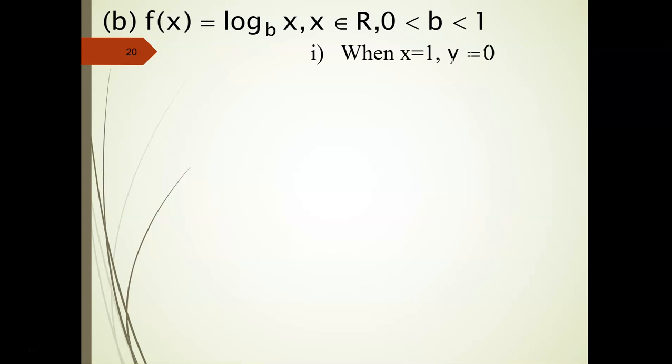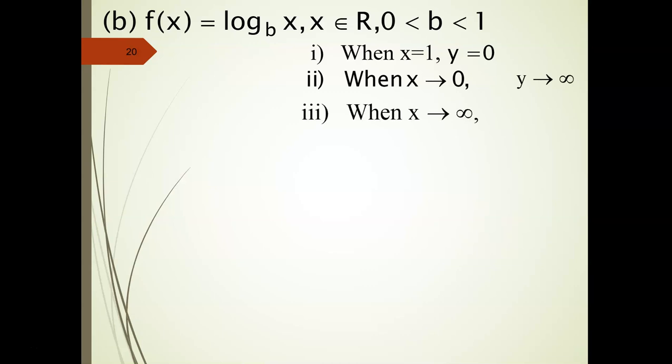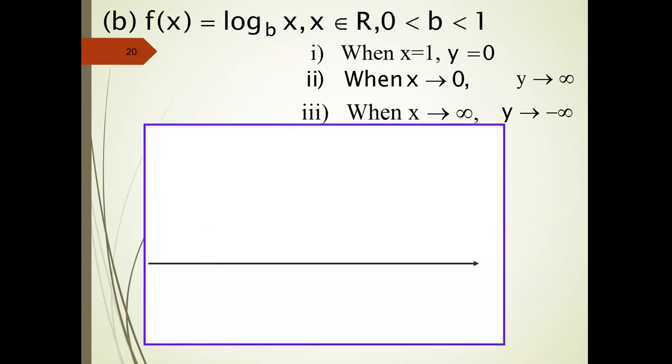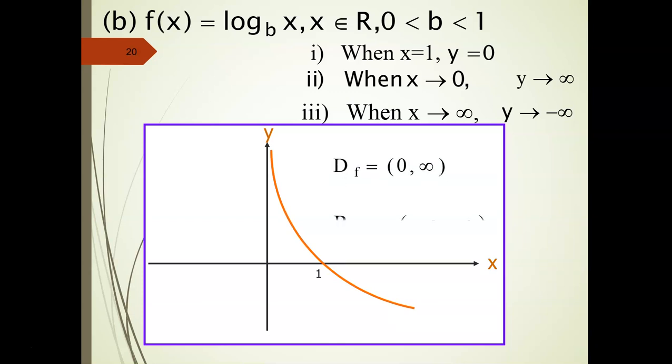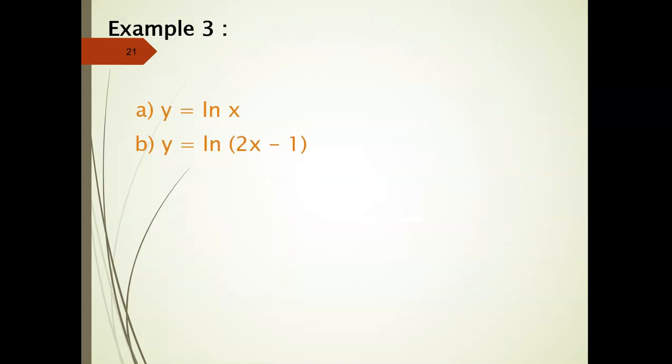Okay, so when x equals 1, y equals 0. When x approaches 0, y approaches positive infinity. When x approaches positive infinity, your y will be approaching negative infinity. So how does the graph look like? It's on the same side, but reversed, right? Okay, so this is the graph.